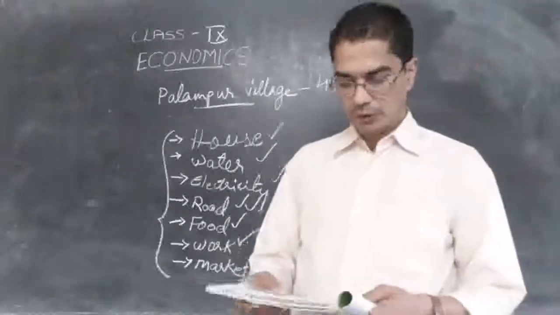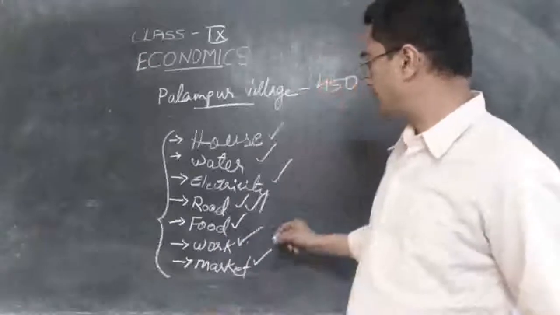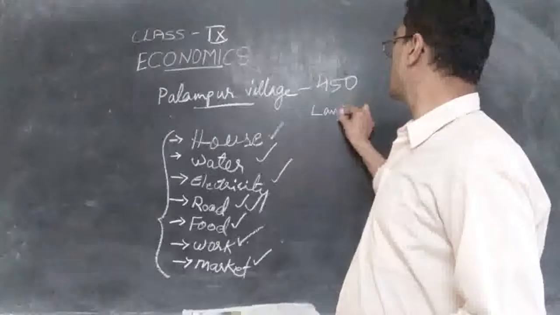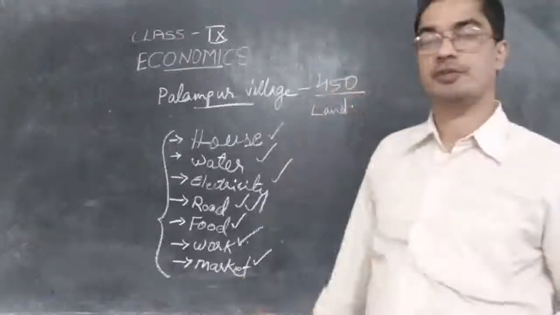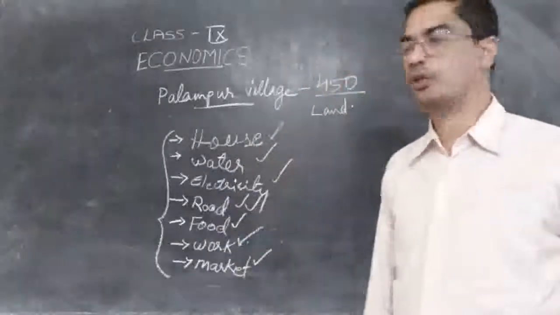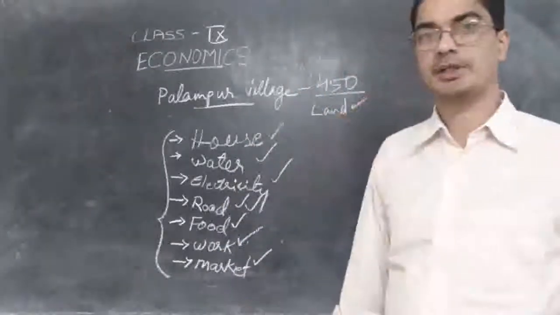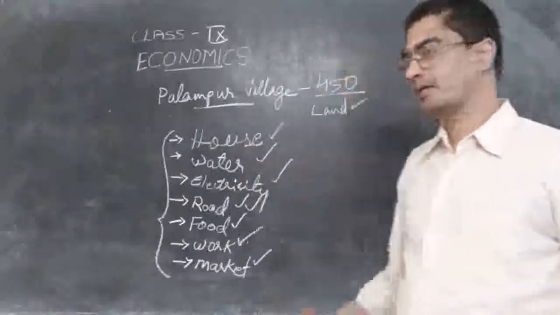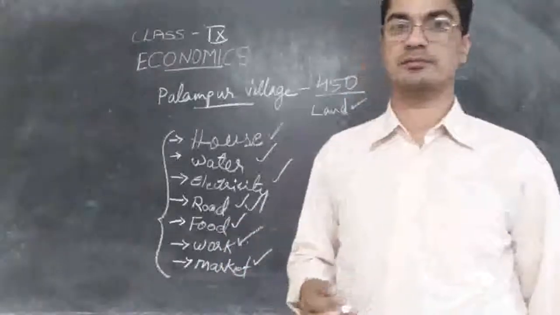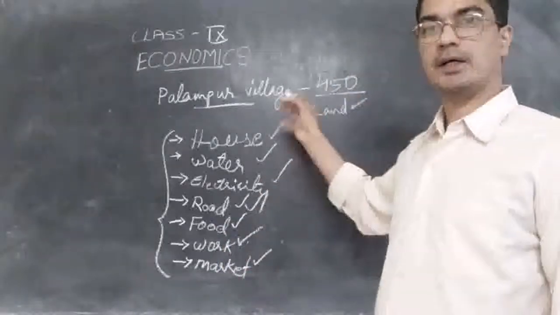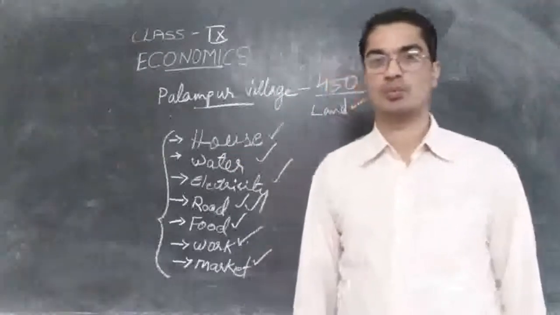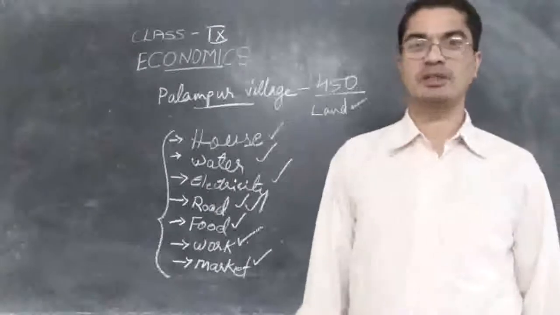Then the majority of the people have got land for working. So though there are 450 families, all of them do not have land. And most of them, the majority of them, have got land for cultivation. So people who have got land, what will they do? They can cultivate by themselves. But some people don't have land. What will they do? They have no land to cultivate.